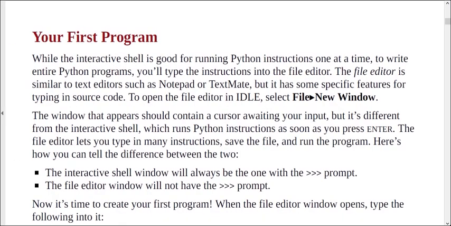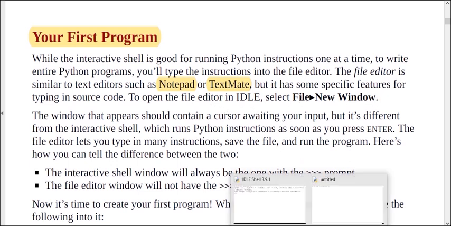The next topic is how to write your first program in the file editor. We use the file editor because while the interactive shell is good for running Python instructions one at a time, in order to write entire Python programs, we use the file editor. The file editor is similar to text editors like Notepad or TextMate, but it has some specific features for typing in source code. To open the file editor in IDLE, we select File and then New Window.